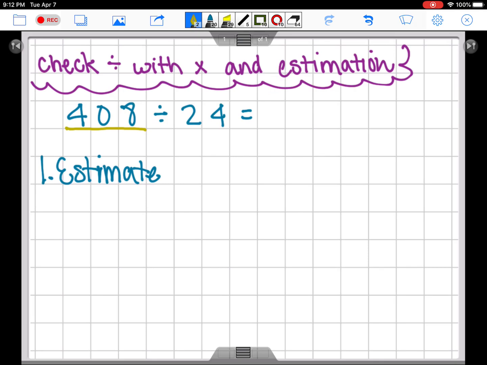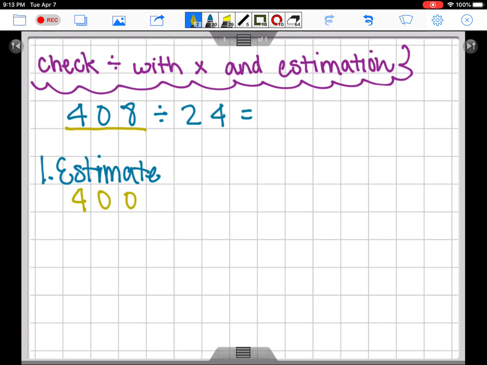Alrighty guys, I'm going to tell you right away, I am going to round this dividend to 400. You may have chosen to round this dividend to the nearest tens place. 410 would be a great option as well. But once we get into those hundreds and thousands, sometimes, especially if the number is already pretty close to 100, I like to round to that 100. It just simplifies things a tiny bit more.